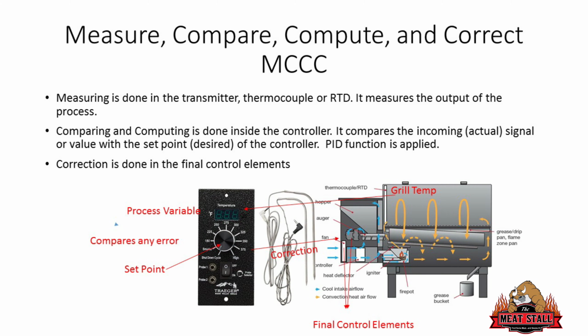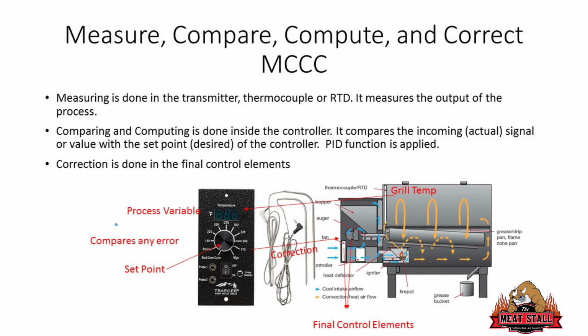Measuring. Measuring is done by the transmitter, thermocouple, or RTD. It measures the output of the process. The output of the whole process, if you look over here at your grill, at the very top, is your grill temp. That's what we want to maintain inside your smoker. So your grill temp, through the thermocouple, takes that signal and sends it to your computer or to your controller.